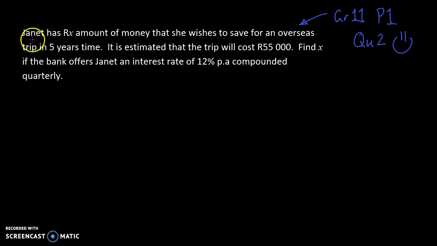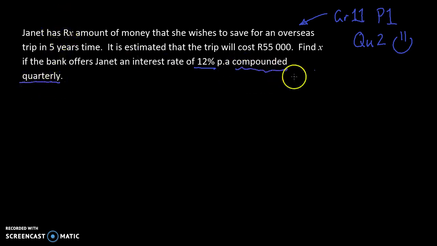Let's go through it. Janet has X rands, amounts of money, that she wishes to save for an overseas trip in 5 years' time. It is estimated that the trip will cost 55,000 Rand. Find X if the bank offers Janet an interest rate of 12% per annum compounded quarterly. Okay, so firstly, we know it's compound interest.